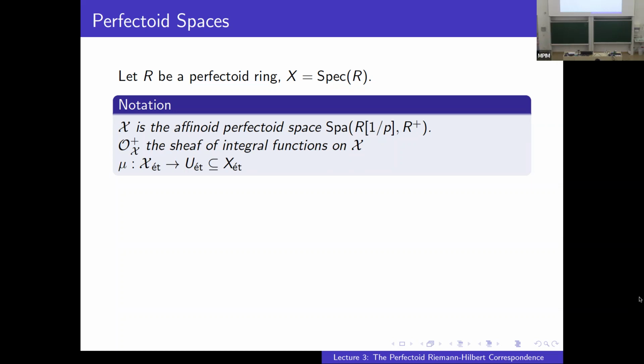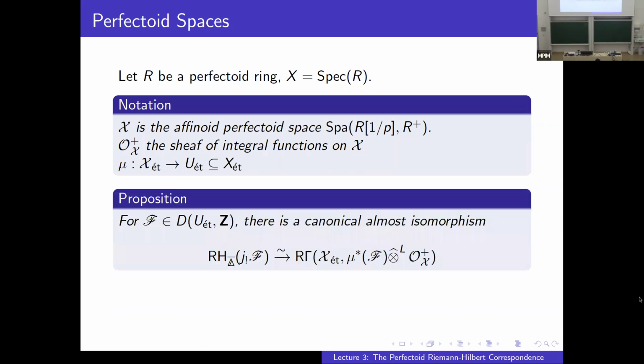And with this notation in place, I can just give you a formula for what this RH is doing at the level of the almost category. If you have a sheaf which is supported on U, you extend it by 0 to X and then apply this RH-prism-bar.